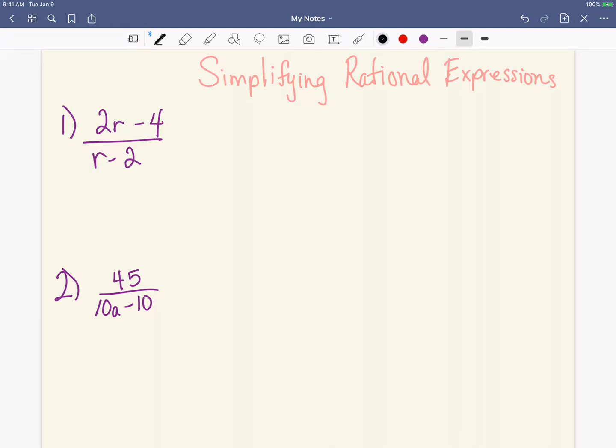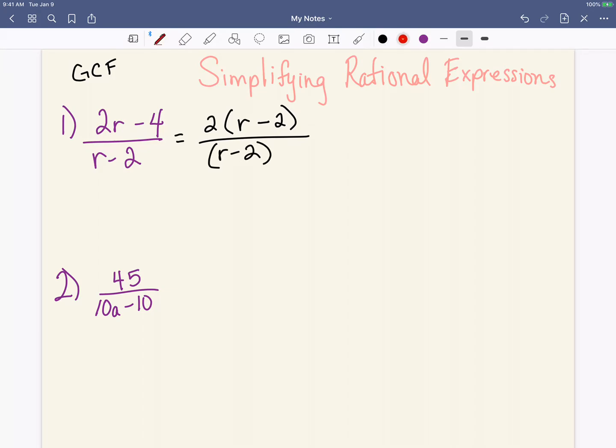So we're going to start with simplifying rational expressions. The first thing to do is look for your greatest common factor, your GCF, in both the numerator and the denominator. The denominator doesn't have one, but in this numerator, we have a 2, right? I can divide both of these by 2, and I'll get nice even numbers. So 2r divided by 2 is just going to leave me with r minus, and then 4 divided by 2 is 2. And that leaves me with r minus 2.